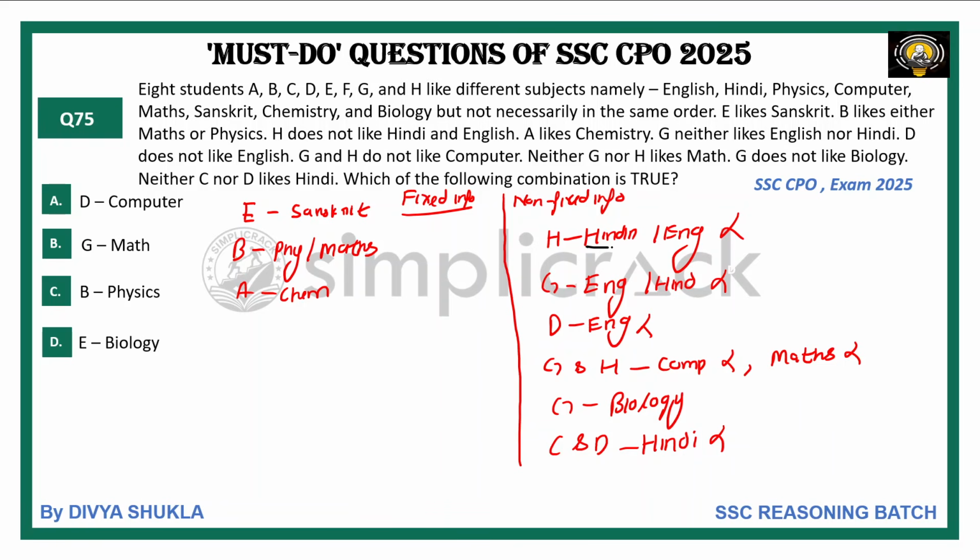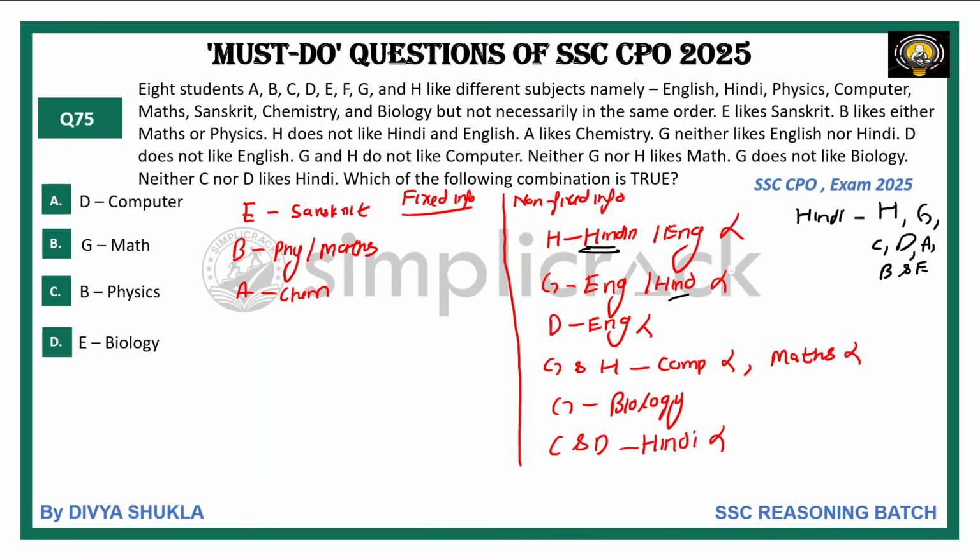How? If I'm talking about Hindi, Hindi is not H, Hindi is not G, and neither C nor D. But are these the only persons who do not like Hindi? No. You also have A, B, and E. Did you understand my point?